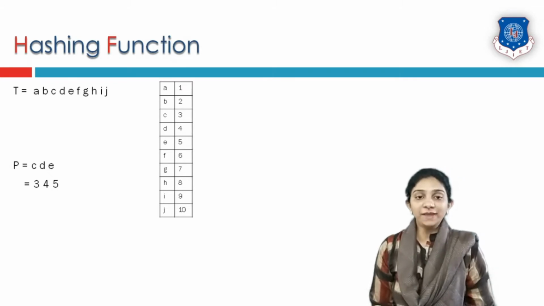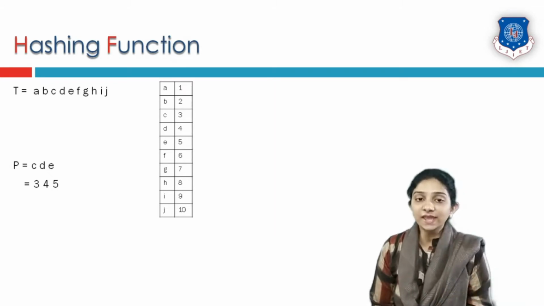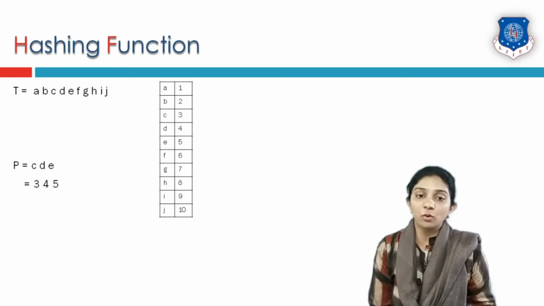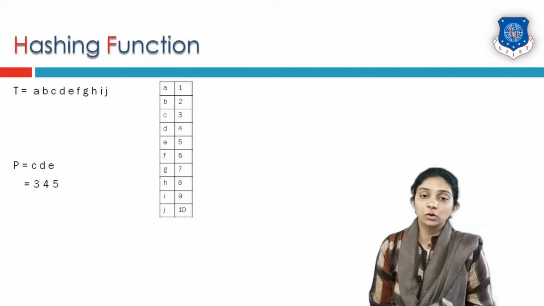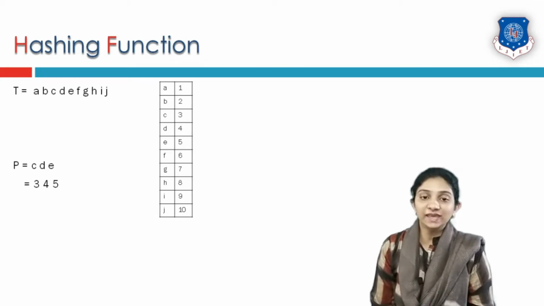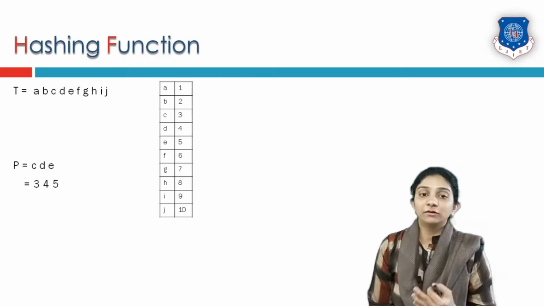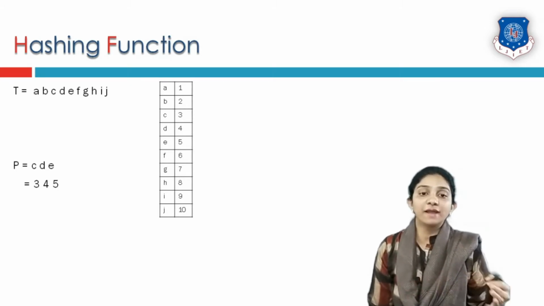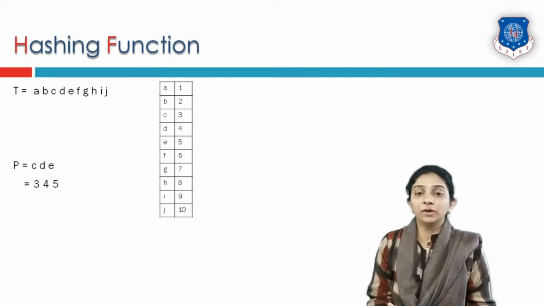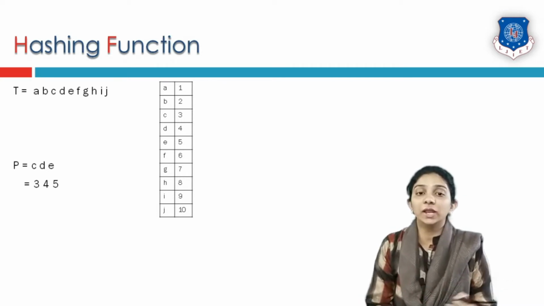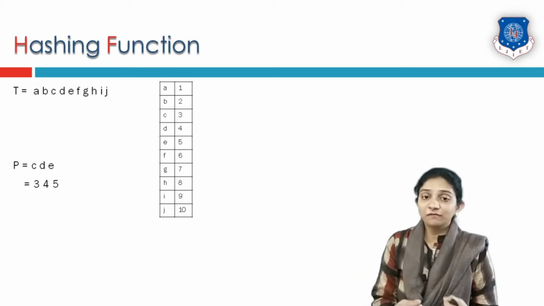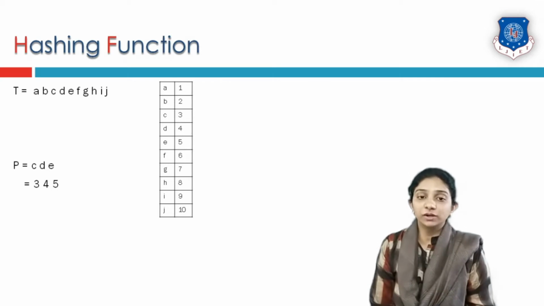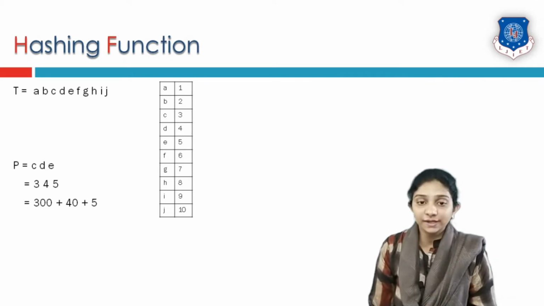So for pattern P equal to CDE, there would be 3 codes for each individual character. For C symbol, code will be 3. For symbol D, code will be 4. And for symbol E, code will be 5. Now, 3 different codes, 3, 4 and 5 need to be converted from string to an equivalent number. So, this is actually a string 3, 4 and 5. I need to convert this string into an equivalent number.